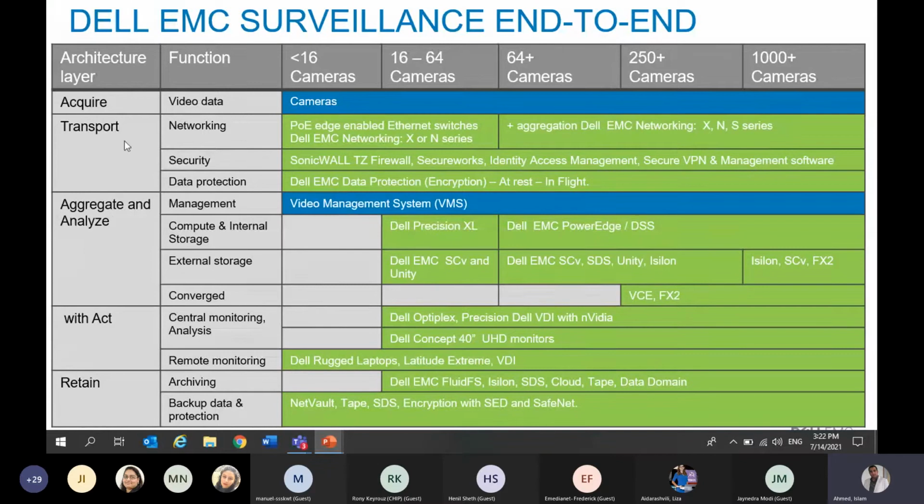With all the architecture layers and the function of each layer, you can find the right product that can serve different sizes of project. As you can see, most of this slide is in green. Only two things that they do not provide until now are the cameras and the video management software. The rest of the system can be built on Dell itself, Dell products.